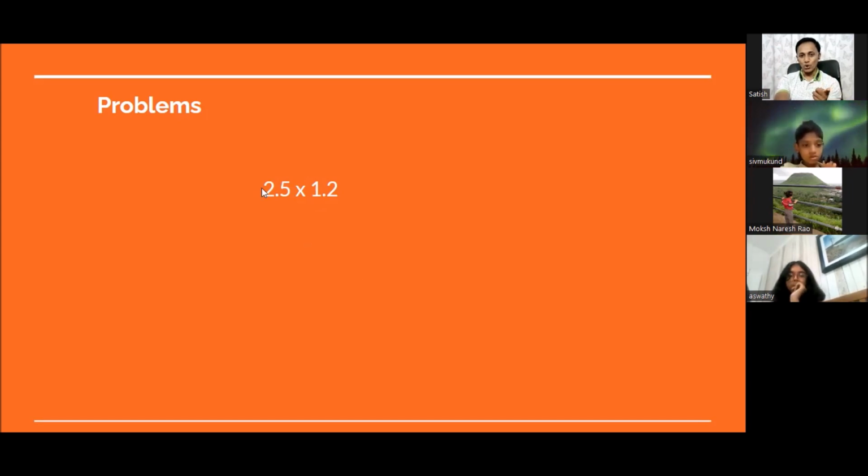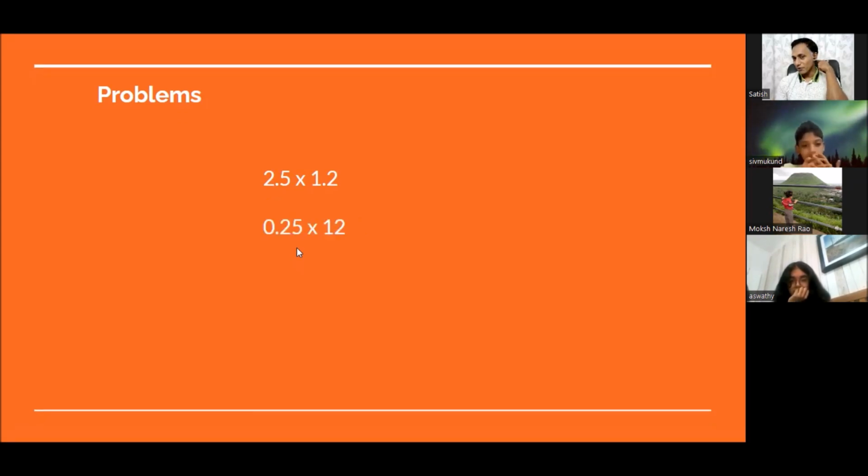See, 2.5 into 1.2. So 1 into 2.5 is 2.5. 0.2 into 2.5, if you take, you know it will become 0.5. So that way also you can do. You can do whichever way you want. Okay, so now you do this: 0.25 into 12.